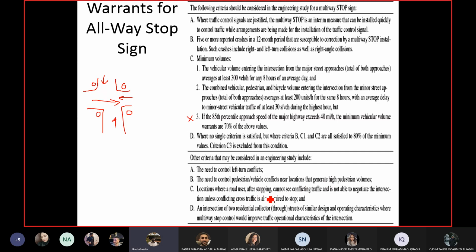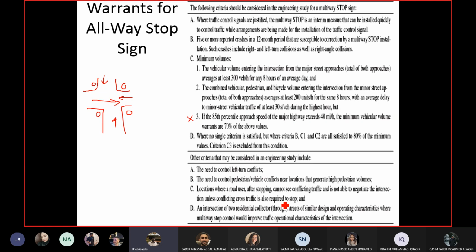Locations where you feel that the road user, even after stopping, cannot see the conflicting traffic, and is not able to negotiate unless the conflicting traffic is also stopping. So you have a sight distance problem on both sides. Both drivers must see each other, because the driver who is stopping on the minor road cannot do it. Even after stopping, he does not have enough sight distance, maybe because of a curve, maybe because of an obstruction. Then in that case you have to provide a multi-way stop sign.